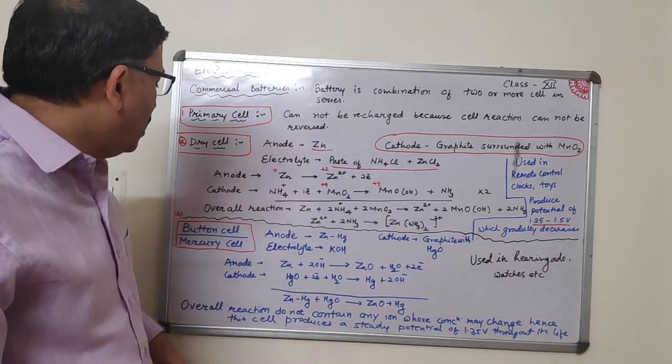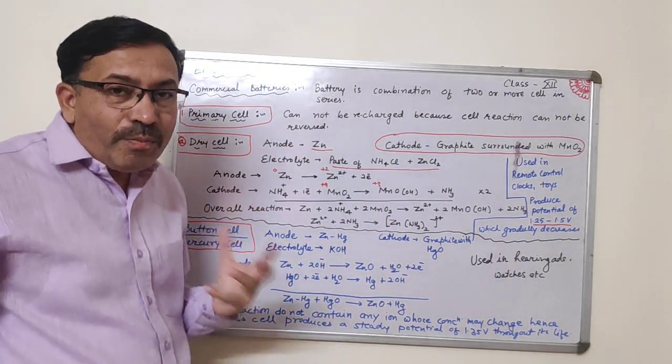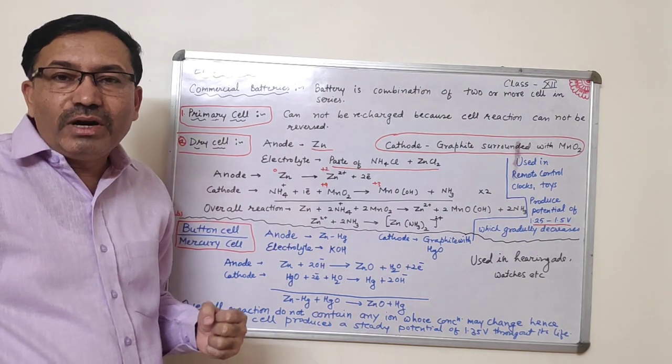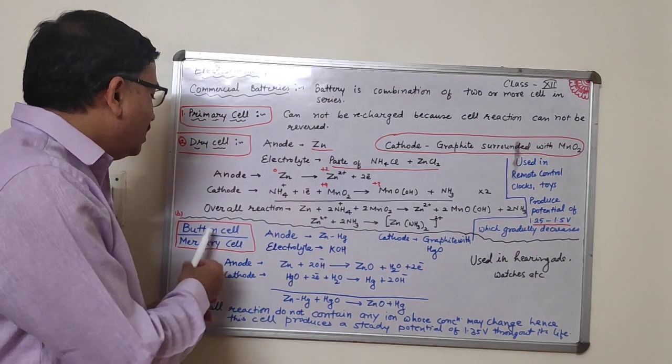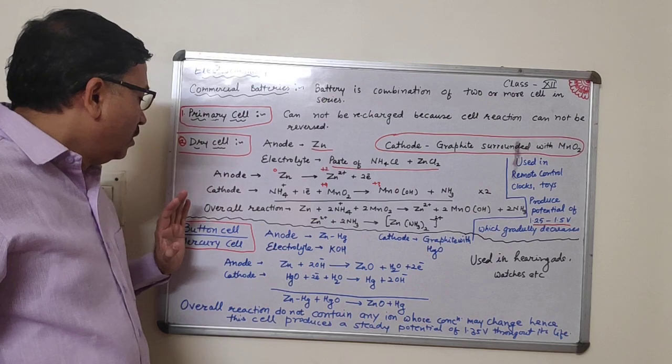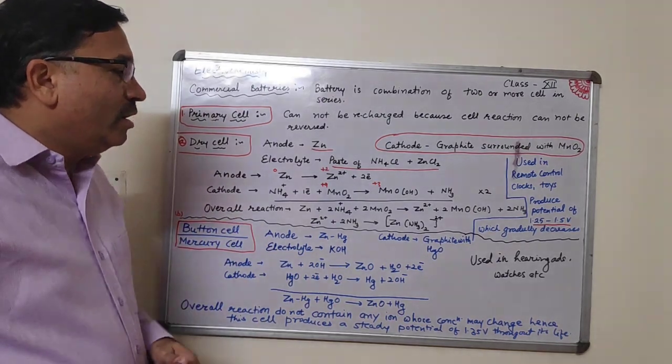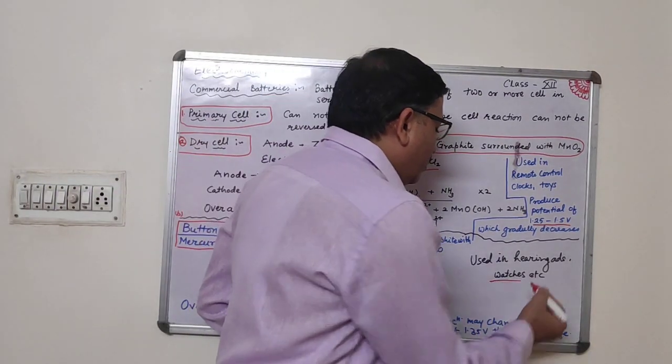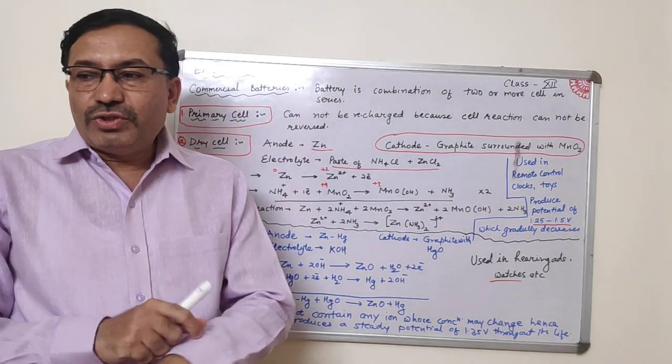Now I am coming to another common primary cell which we use in our day-to-day life, that is the button cell or mercury cell. The button cell you all might have seen in your wristwatches.